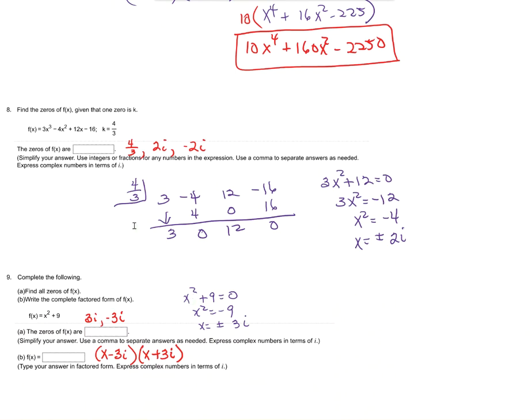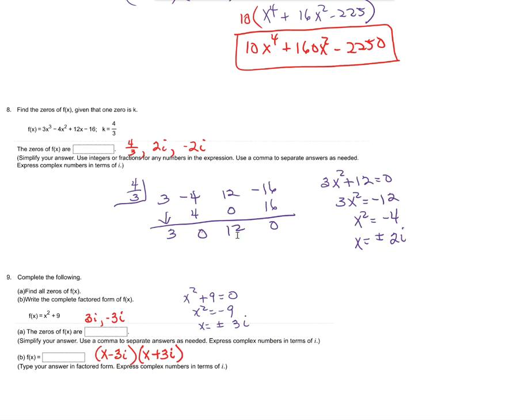All right, we've done one of these in a prior section, I believe. So the zeros that you're given is 4/3. So let's do synthetic division on this. Write down 3, negative 4, 12, negative 16. Bring down the 3. Now we're going to multiply. 3 times 4/3 is 4. Add, you get 0. That times 4/3 gives you 0.